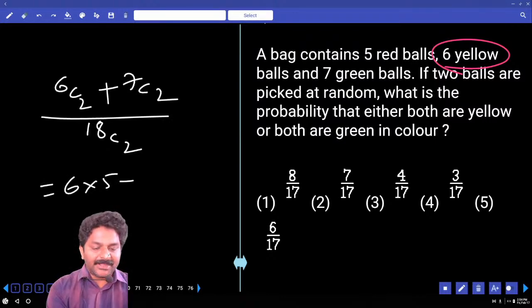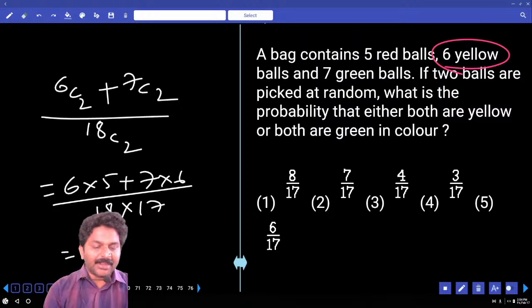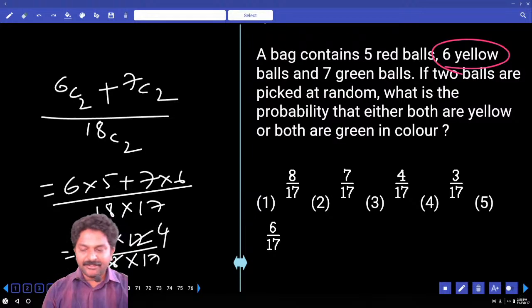6 into 5 plus 7 into 6 divided by 18 into 17. You can take 6 common in the numerator, then numerator becomes 6 into 12 by 18 into 17. 6 3 times, 3 4 times, 4 by 17.